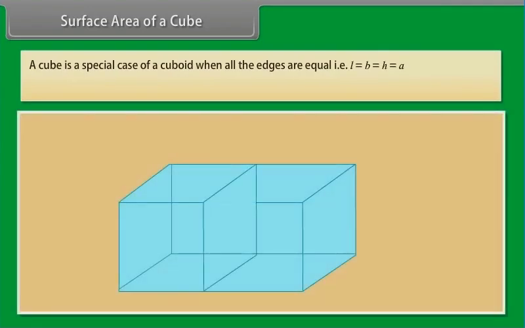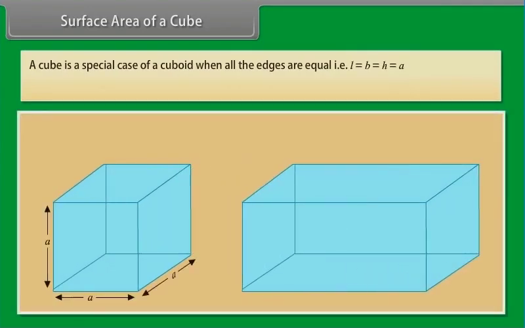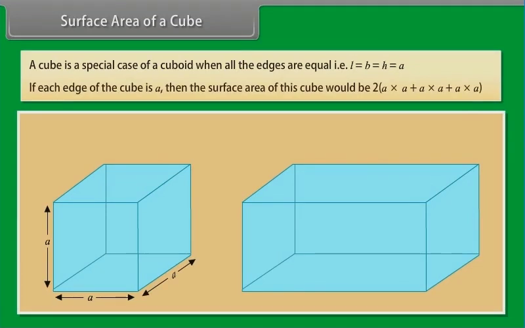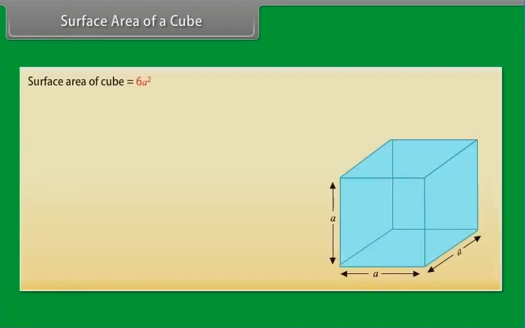Surface area of a cube. A cube is a special case of a cuboid when all the edges are equal, that is, L is equal to B, which equals H, which is equal to A. If each edge of the cube is A, then the surface area of this cube would be 2 into (A into A plus A into A plus A into A), or we can write it as 6A square.